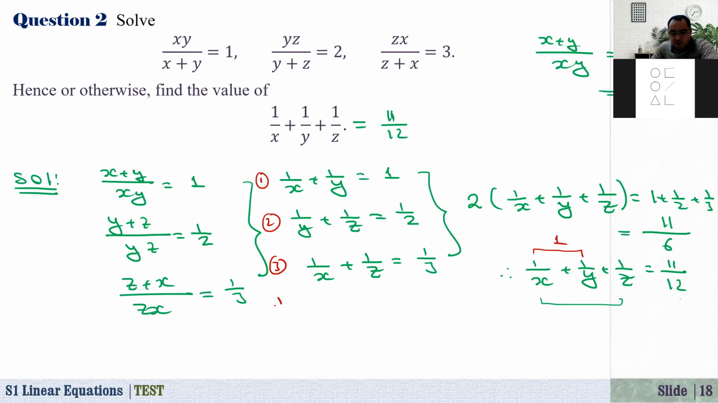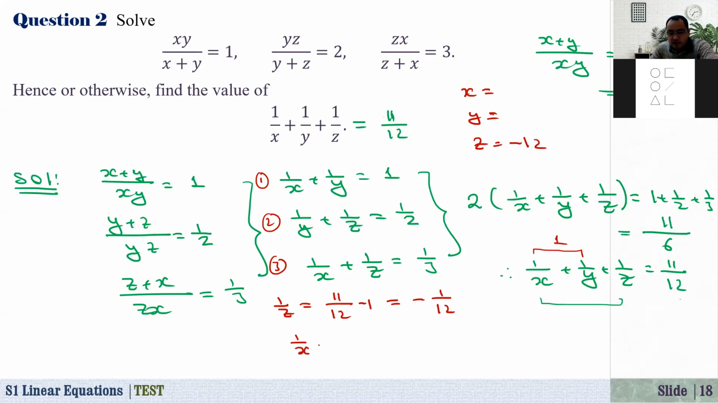So from here, what is 1 over z? 1 over z equals 11 over 12 minus 1. That's equal to minus 1 over 12. So from here, let me write here, x equals, y equals, z equals. What is z from here? z equals minus 12.